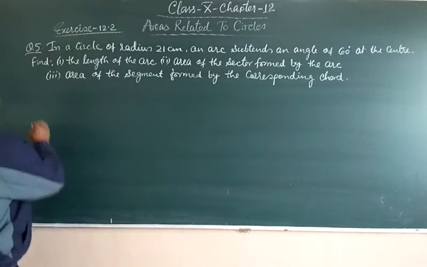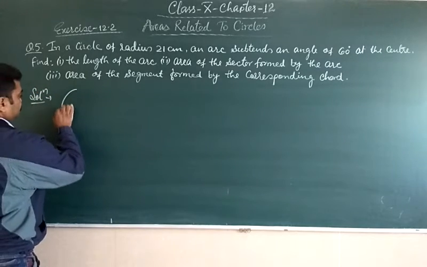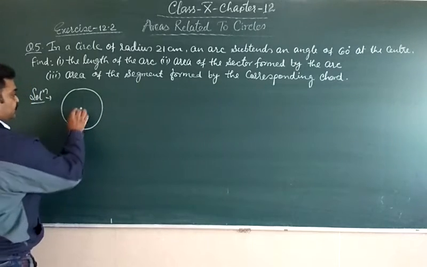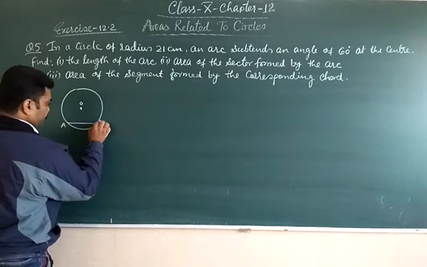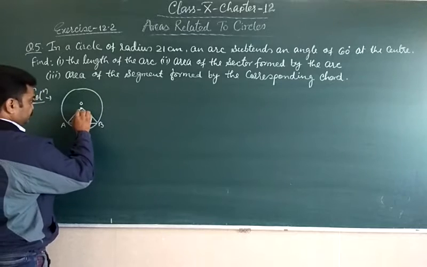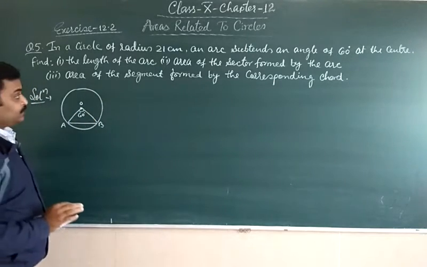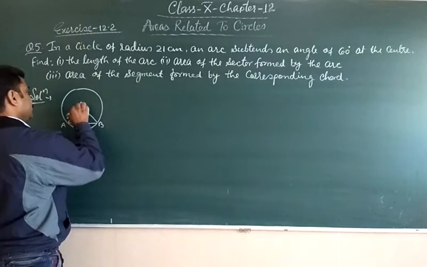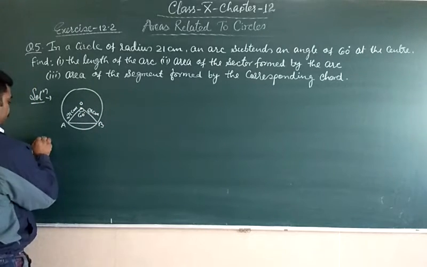Okay. So students, first of all, we draw a figure. It is the circle with center O. It is the chord AB. It subtends 60 degree at the center. It is the 60 degree angle. Then the radius is 21 centimeter. Here also 21 centimeter.